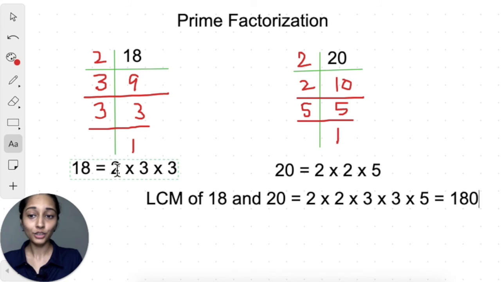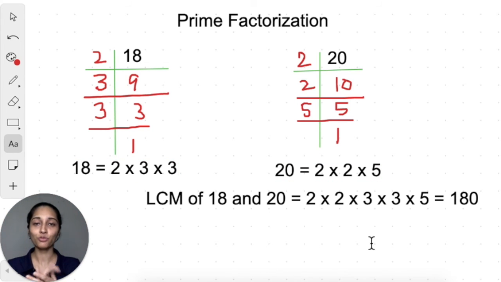We haven't taken 2 3 times. We have taken it the maximum number of times it was there in both the numbers. It was there in 20, so we took it 2 times. So this is how we can find LCM using prime factorization. Now it is up to you how you want to find prime factors of the number. You can use factor tree or you can use repeated division like this. It is up to you.